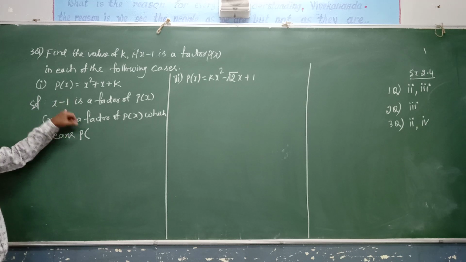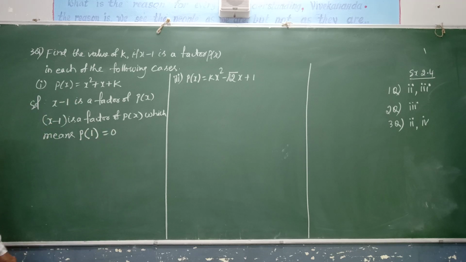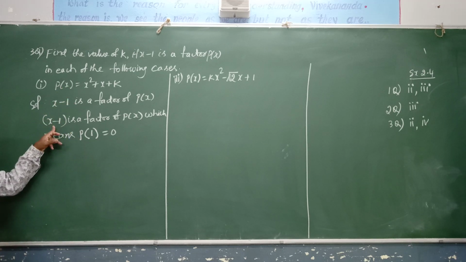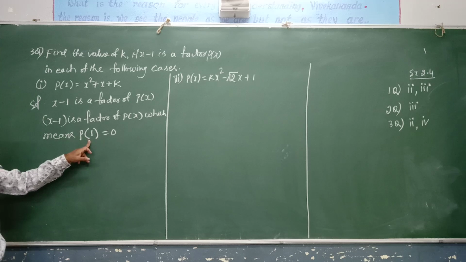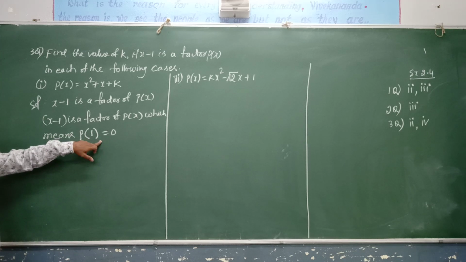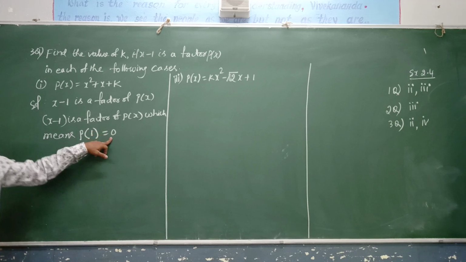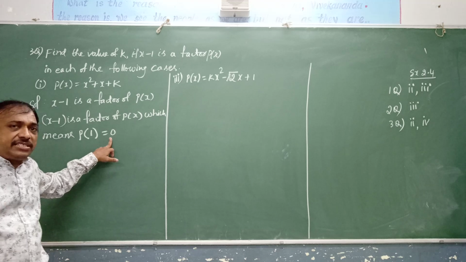If it is x plus 1, we are substituting the zero of this, which is minus 1. P of minus 1 is equal to 0. Now, in place of x, we substitute the zero of x minus 1, which is a polynomial. What is the zero of this? Plus 1. So in place of x, we substitute 1. Then the answer is equal to 0. It is a factor, so the remainder is equal to 0. P of 1 is equal to 0.